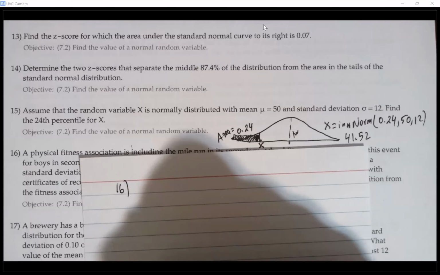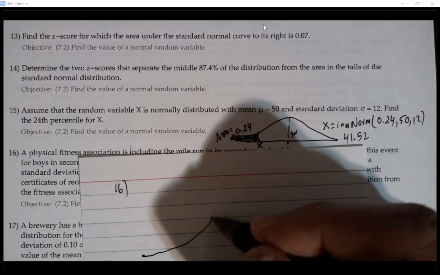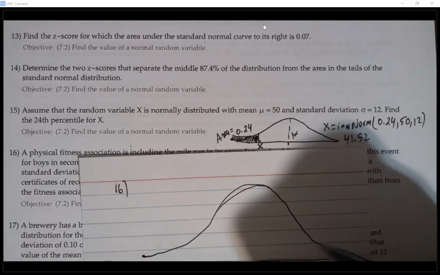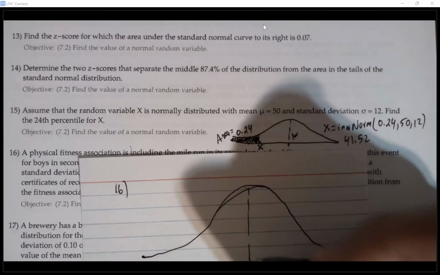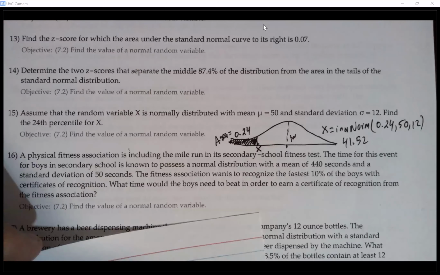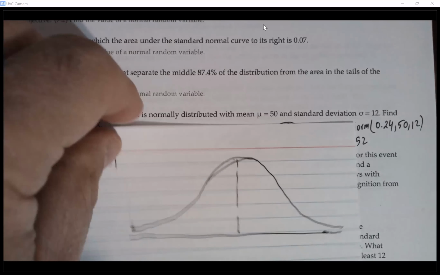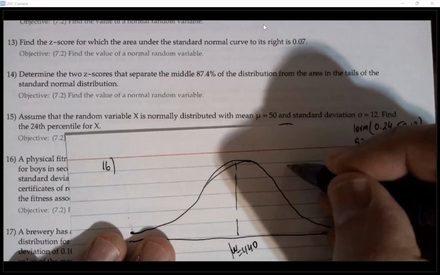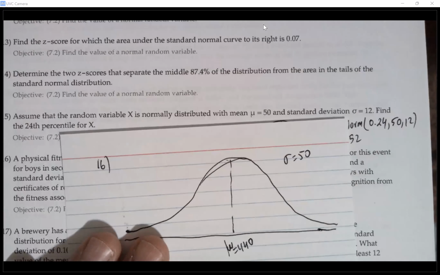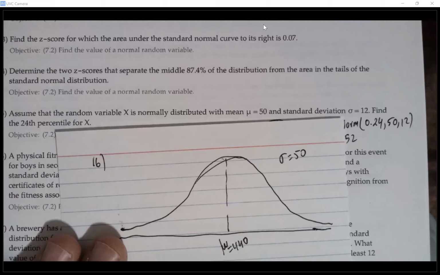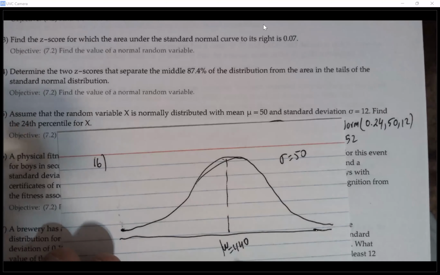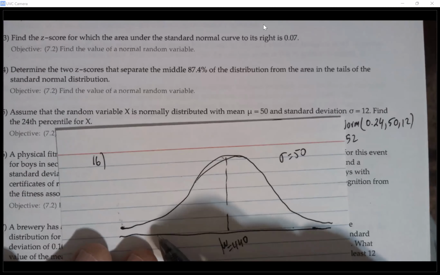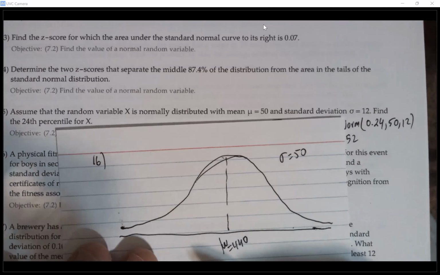Draw the normal curve. Okay, the mean we said it's what, 440, and standard deviation is 50. Okay, where do you think, guys, the top 10%, fastest 10% is going to be? Is it going to be on the right or on the left? Well, the answer is on the left.